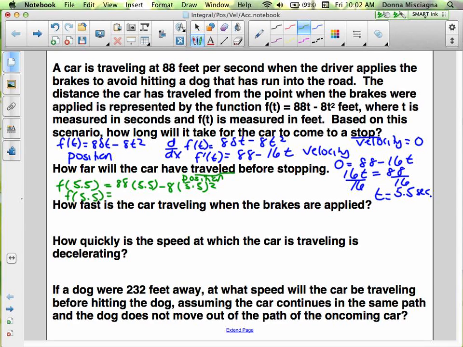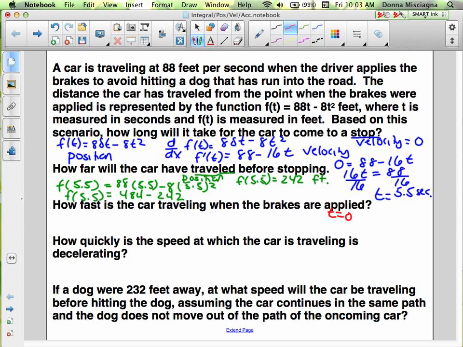Now a calculator might be nice. That's 484 minus, and times 8 there, so minus 242. That's pretty easy subtraction there, 242 feet. So f of 5.5 is 242 feet. That's how far our car travels. So how fast is the car traveling when the brakes are applied? When the brakes are applied, no time has gone by, so t equals 0 here.